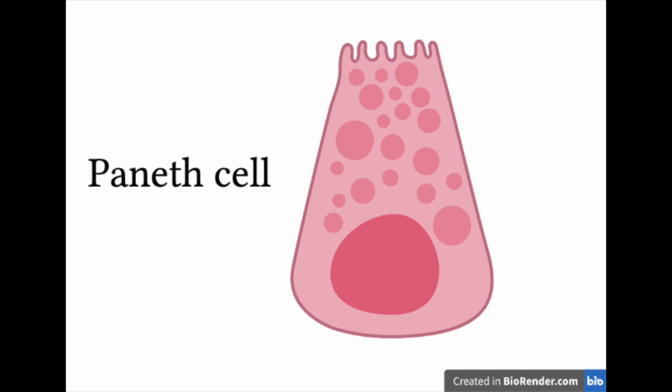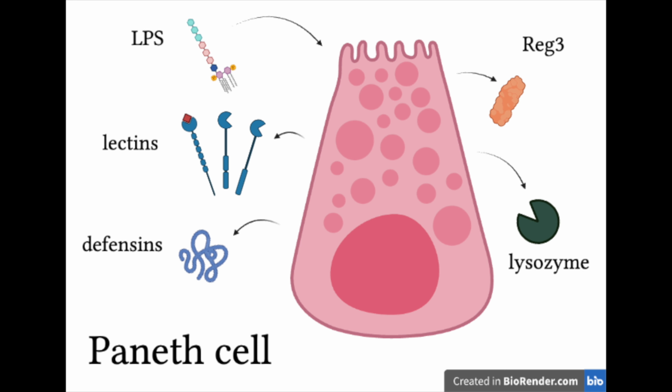Paneth cells are numerous in crypts and establish a chemical barrier by secreting antimicrobial peptides. When exposed to bacteria or bacterial products such as LPS, lipopolysaccharide, they produce antimicrobial peptides, including lectins, alpha-defensins, Reg3 proteins, and lysozyme to keep microbes at bay.